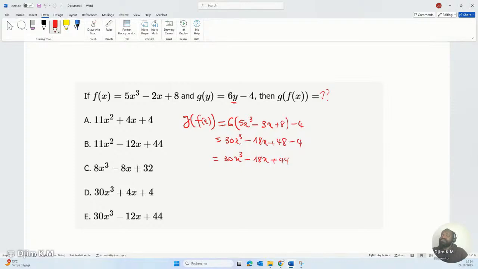I made a mistake here. So this is 2 actually, okay? Yeah, because it's 2 here, so we say 2x. So 6 times 2 is 12. So this will be 12 as well. So this one is 8. So this will be like this: 30x^3 minus 12x plus 44. So it seems like this is the answer.